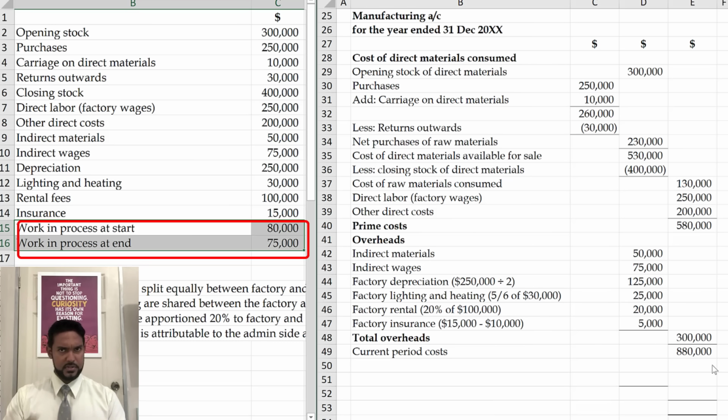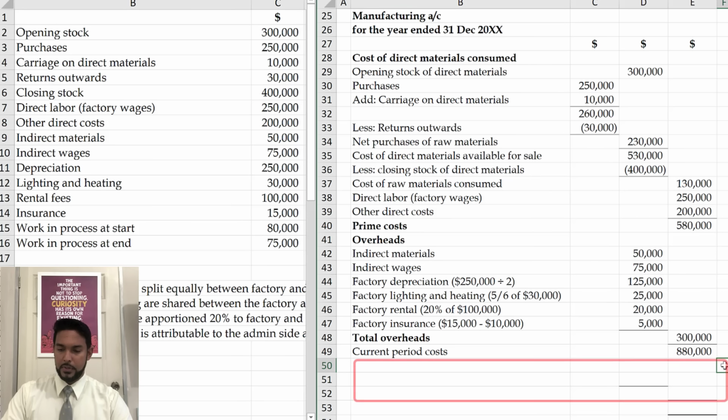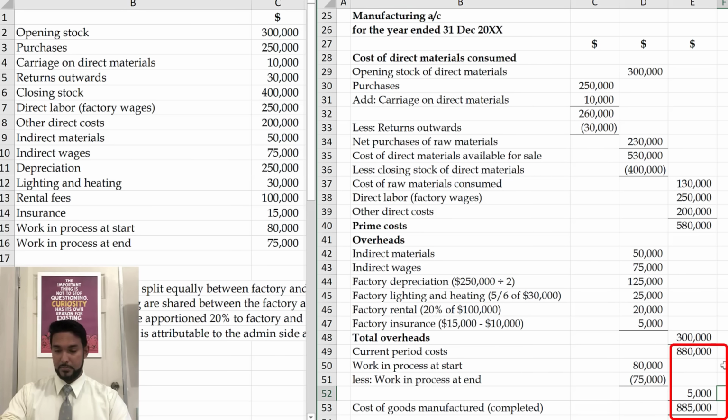There are a couple of presentations for this and I'm going to show you both of them. The first presentation is what I do. I make an adjustment for the work in process. So we have the work in process at start, we minus the work in process at end, and then whatever the net figure is there is combined with the current period costs to get the cost of goods manufactured or completed. Now in this case, the work in process at start was greater than the work in process at end, so you had a net positive figure. If it's the reverse, you're going to have a negative figure. If this was -5, as in if the work in process at end was, let's say, 85, this would have been a -5, and you would have subtracted it from the 880 and gotten 875.